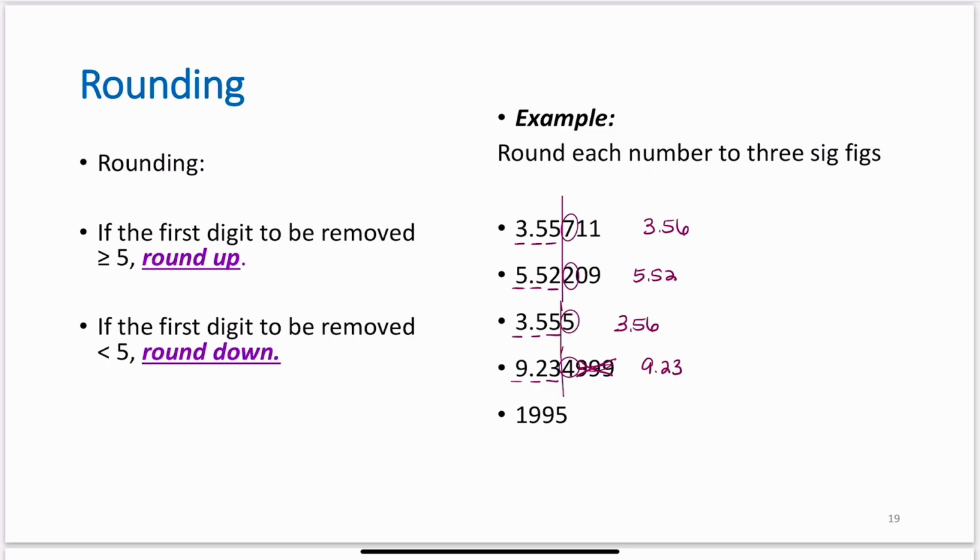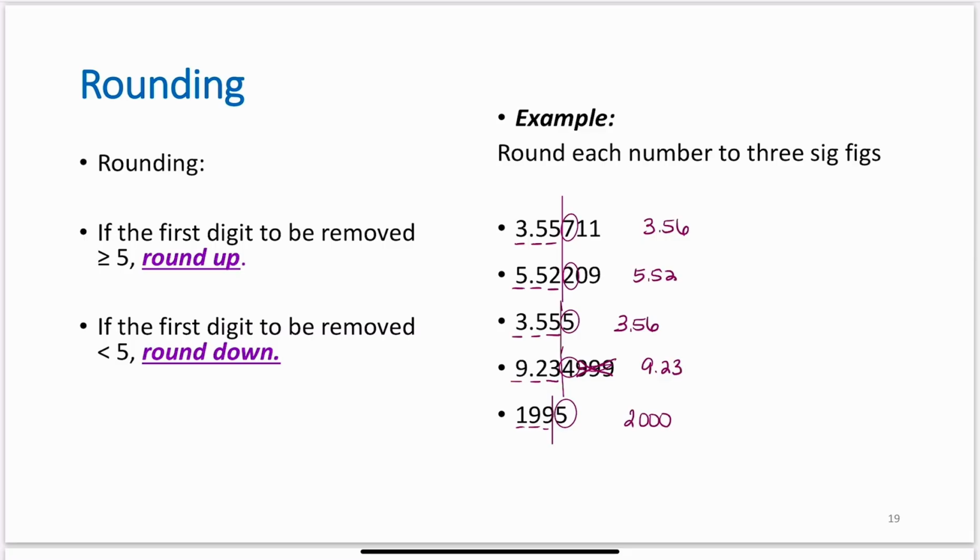Now this one's a little bit tricky. 1995, 1, 2, and 3. I need to cut the number right here, which means I need to drop a 5, which means I need to round up. But if I round that up, it's going to round up to 2,000, but I need 3 sig figs.